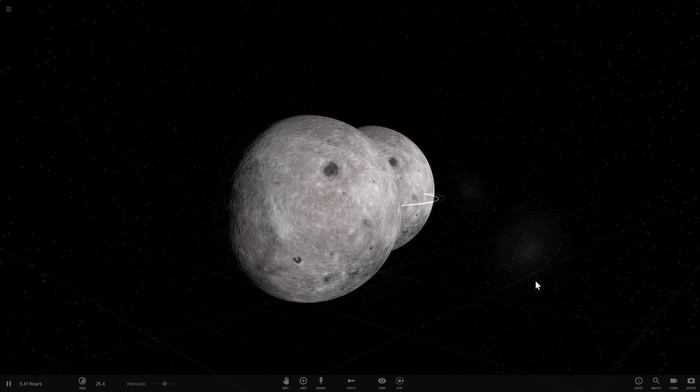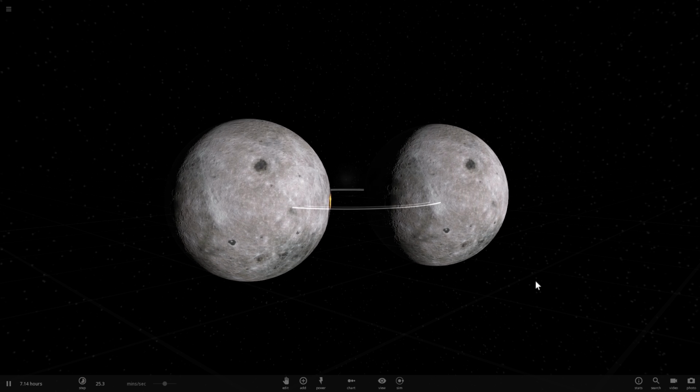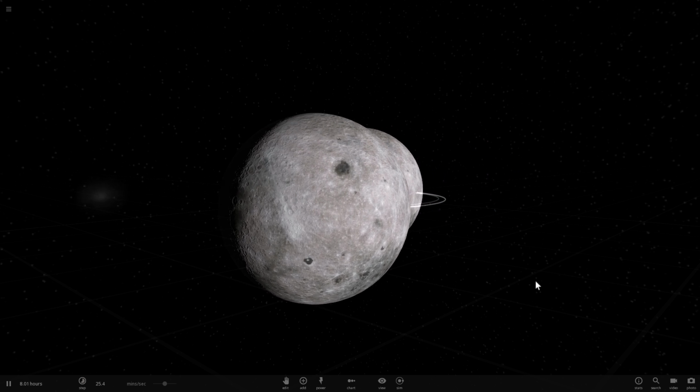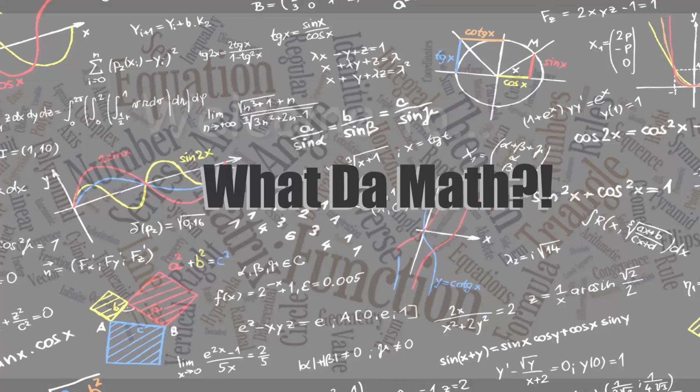Today we're going to be talking about various theories of the creation of our beautiful, yet unusual moon. I've talked about many theories on this channel, but today we're going to summarize how we think this beautiful satellite was formed. Welcome to What the Math.